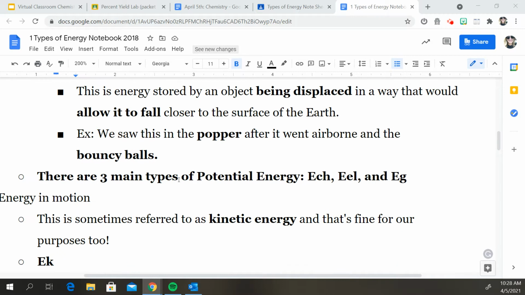There are three main types of potential energy: chemical potential energy, elastic potential energy, and gravitational potential energy. The symbols, or the way that we write a symbol for them: chemical is ECH, elastic is EEL, and gravitational is EG.